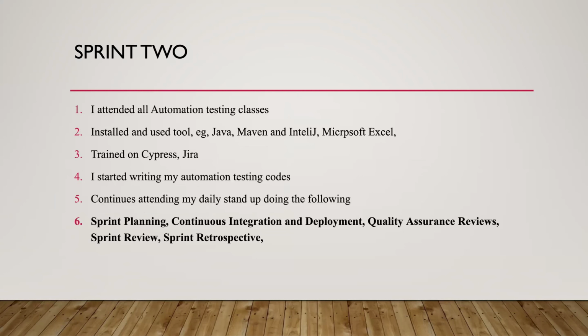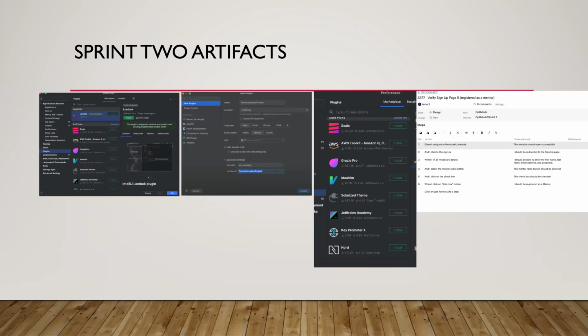In Sprint 2, I attended automation testing, installed some software, and got trained in some others. I also did some sprint planning and a deployed assurance review. These are my artifacts of what I did also in Sprint 2, installation and all that.